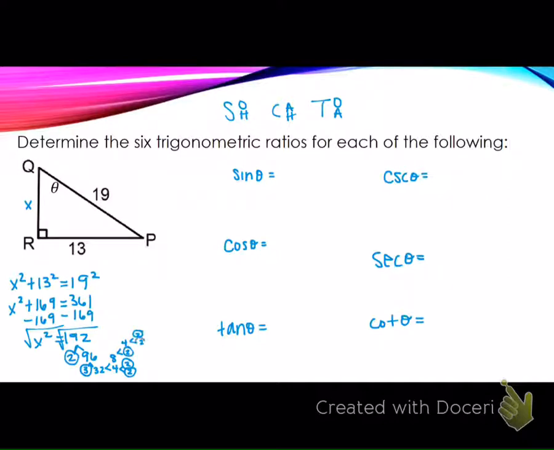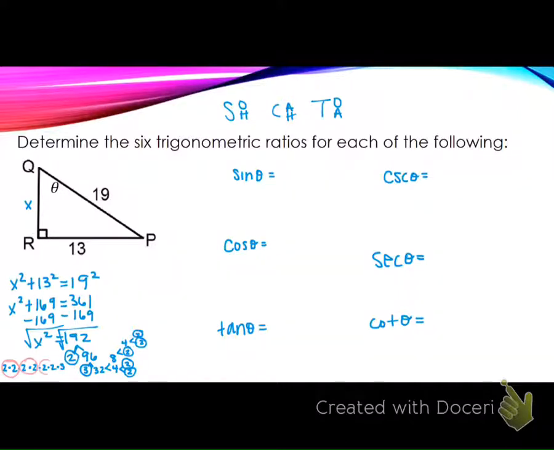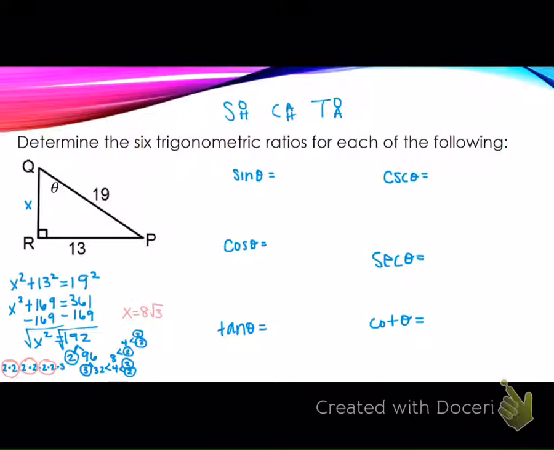Don't worry, just simplifying this 192. It's taking forever. We all understand why I'm doing the factor tree? Okay. So I have 2. How many 2's do I have? 6 of them. And a 3. So I look for my groups of 2. So I pull out a 2 times 2 times 2, which is 8, and I keep a 3 underneath, so x is 8 radical 3.